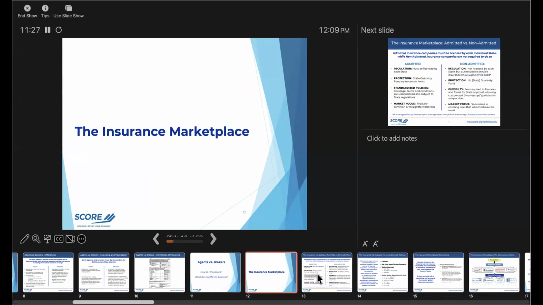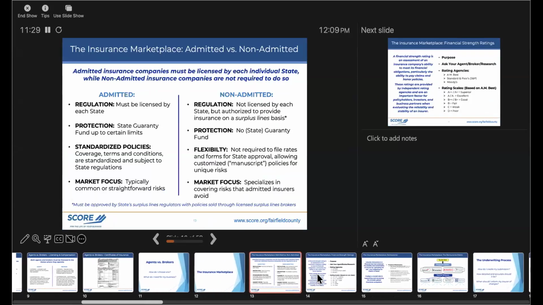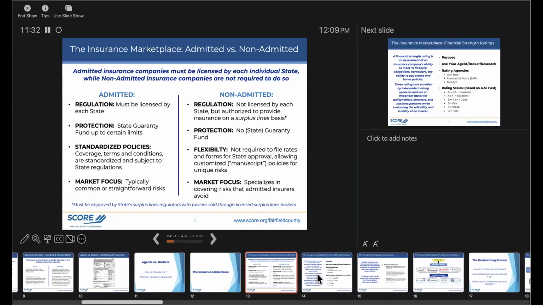The insurance marketplace. So the insurance marketplace has two kind of designations, admitted and non-admitted. Admitted basically means it must be licensed by each state. The insurance company must be licensed in each state to do business in that state. And they offer usually standardized policies, and they also offer an additional protection called the state guarantee fund up to certain limits, meaning if your insurance company goes bankrupt and the money's not there to pay your claim, the state has a fund that could possibly step in to pay your claim.